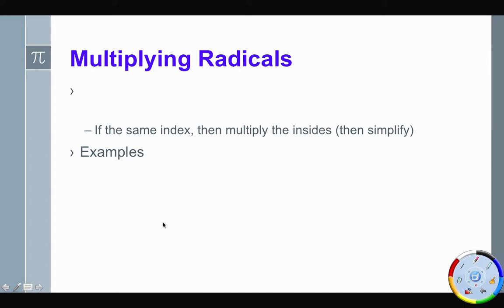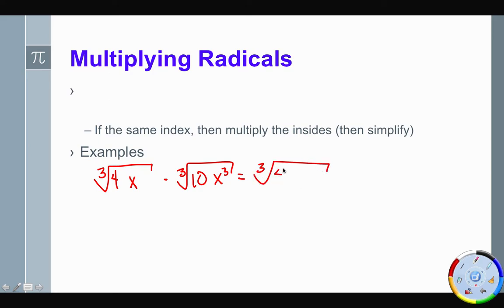What about something a little bit different here? If we had the cube root of 4x times the cube root of 10x to the third? Well, they have the same index, which means we can take the product of the insides and we get 40. Oops, sorry, that's supposed to be a 20 there. So this makes an 80.